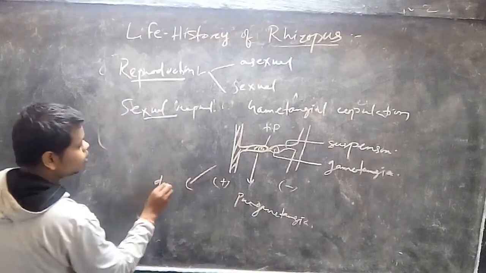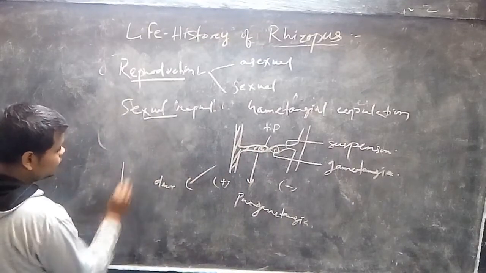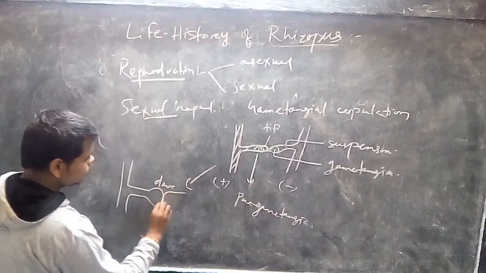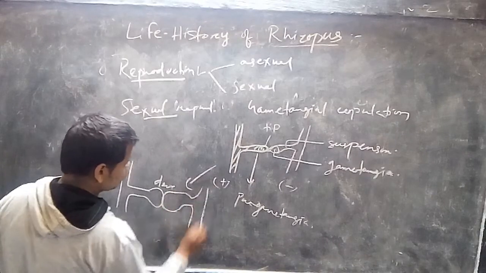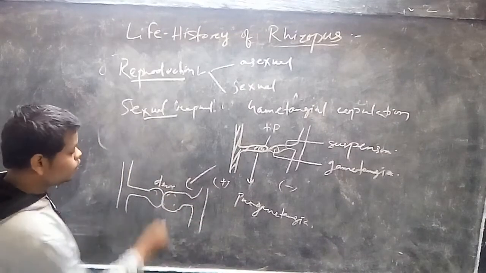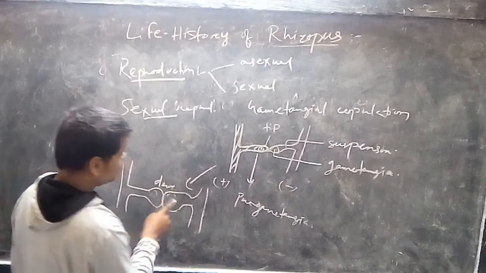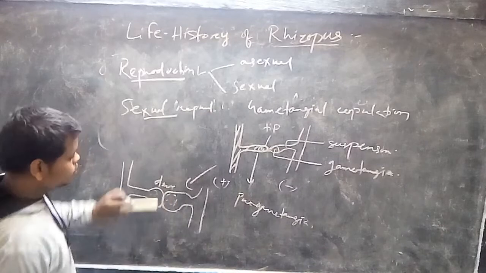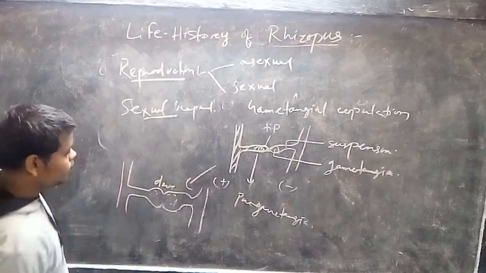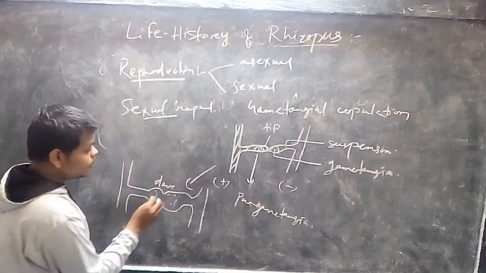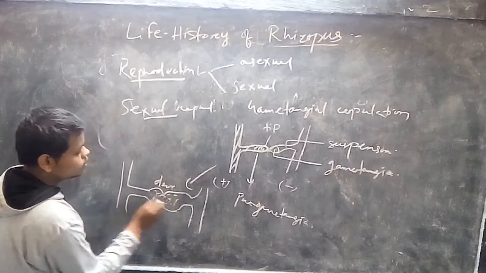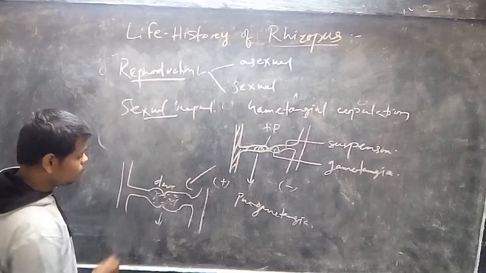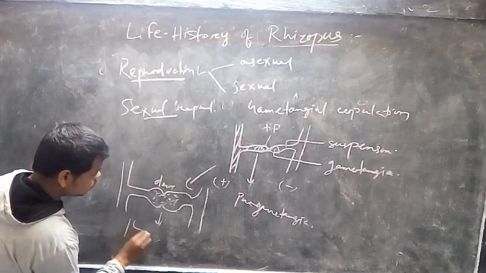Then development occurs to the gametangia, and they develop further. Okay, this is the developed structure of a gametangia. After the development of a gametangia, the wall between these two gametangia is ruptured. Okay, then the protoplasm and the nuclei of two gametangia intermix with each other, and after this intermixing of the protoplasm and nuclei, the structure found is called zygote.